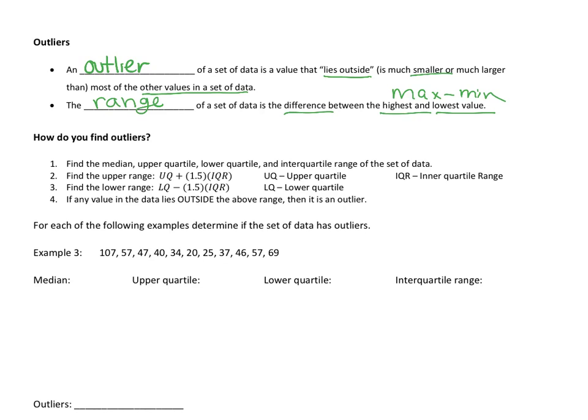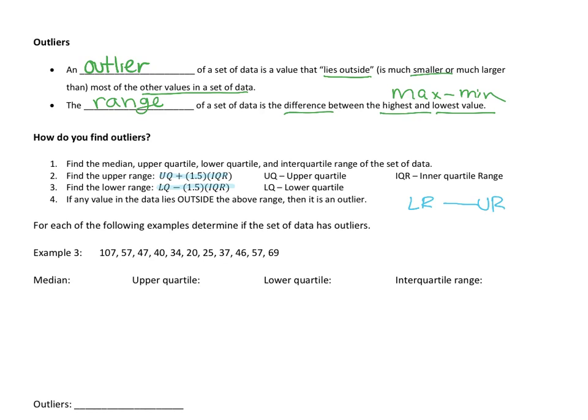So when I'm trying to find the upper range, I'm going to do whatever my upper quartile is plus 1.5 times my interquartile range. And when I'm trying to find the lower range, I'm going to do the lower quartile minus 1.5 times the interquartile range. What this is going to do is give me two numbers, an upper range and a lower range. And anything that lies outside of that range is going to be considered an outlier.